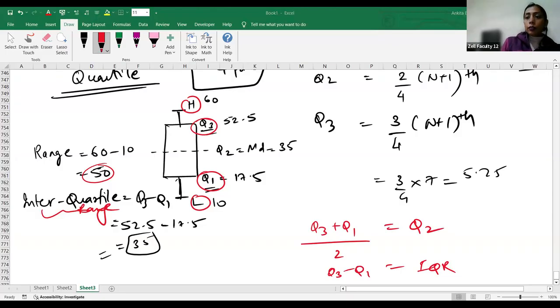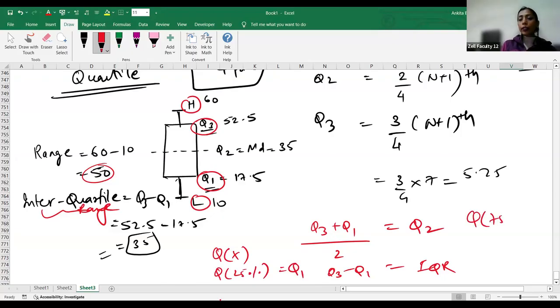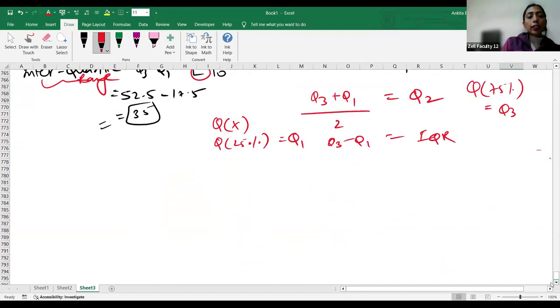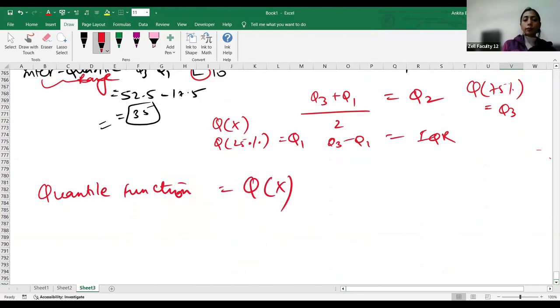Okay, and for the quantile function, you can denote the quantile function with this Qx. So if I write Q 25%, I am saying about Q1. If I write Q 75%, I am talking about Q3. So you can remember that quantile function can be denoted using Qx.